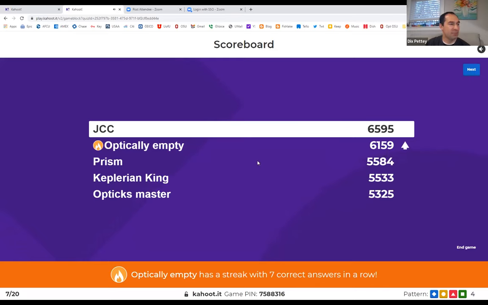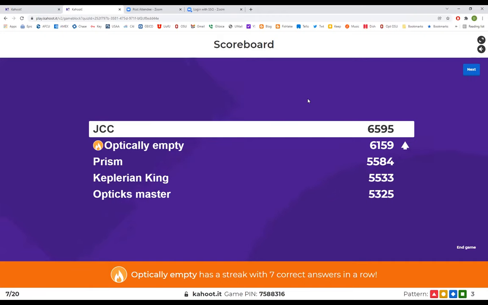So optically empty just made a push there. Who is optically empty? It's me. Allie, is that right? Yeah. Awesome. So Allie, can you explain how you got that answer and how you got it so quickly on that one?